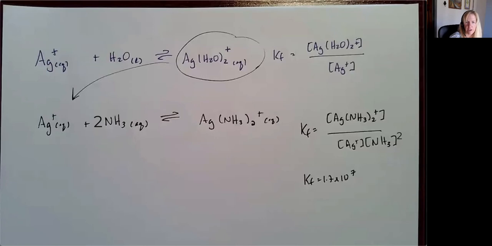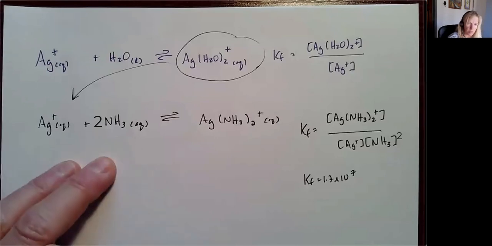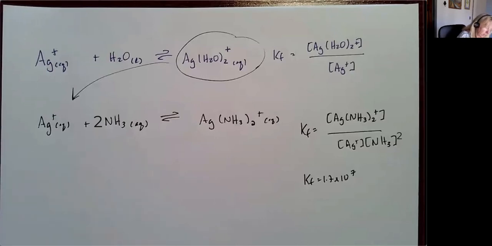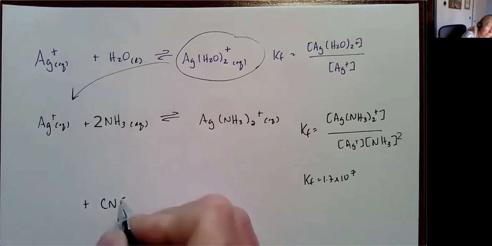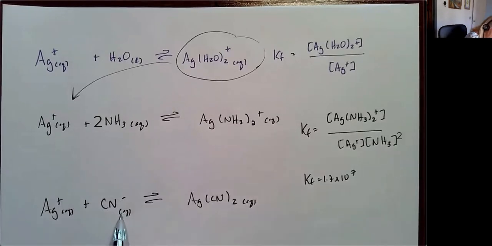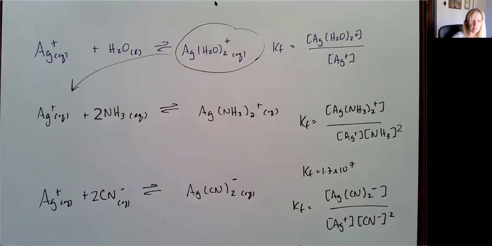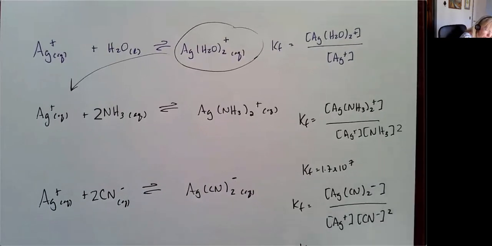So if I had, instead of ammonia, or let's say in addition, let's say I also added in cyanide ion, then I would form, this is negatively charged. I'm going to have 2 of them. So that's going to balance out this positive charge. So now this ion becomes negative. I look up my Kf value. That's going to give me a Kf of 1.0 times 10 to the 21.